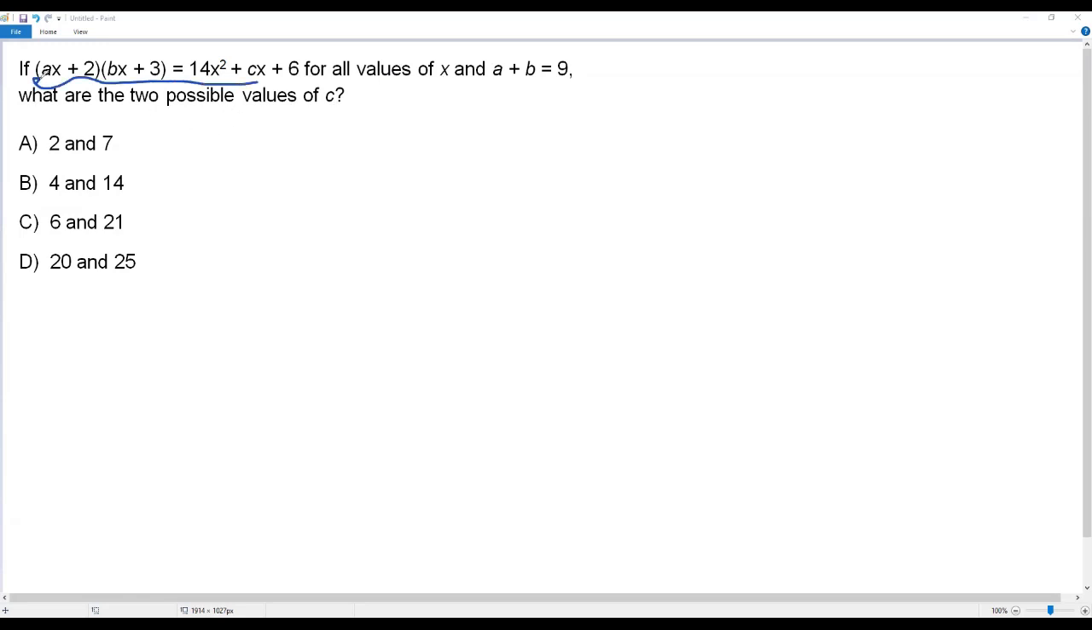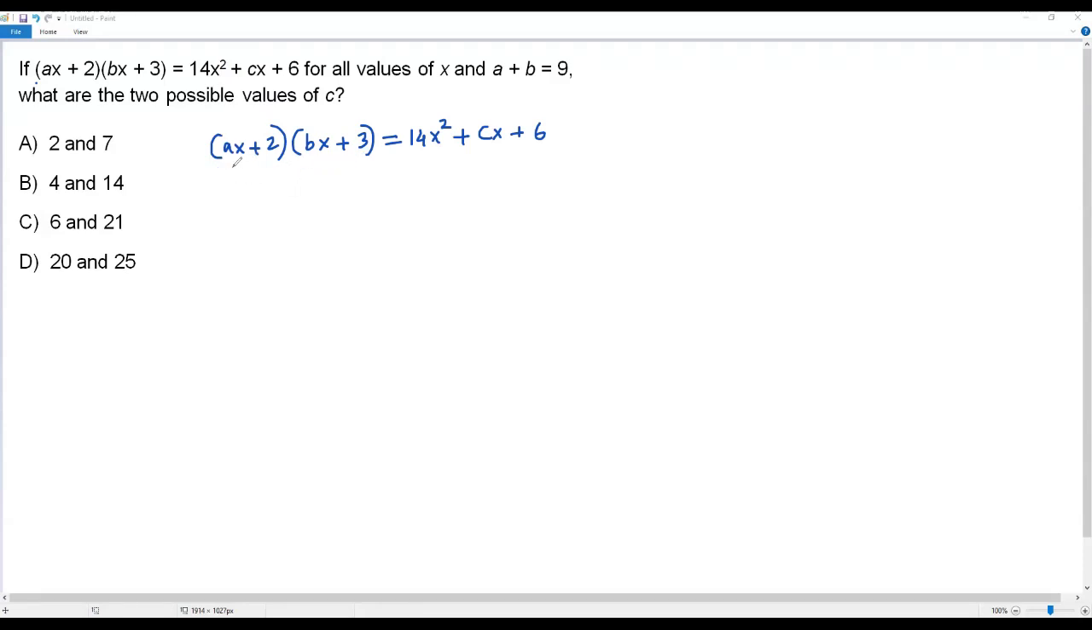Okay, here we have an equation. Now let me take this equation as it is: (ax + 2)(bx + 3) = 14x² + cx + 6. On the left side, we have a product of two binomials. I'm going to use the FOIL method to multiply these two binomials.